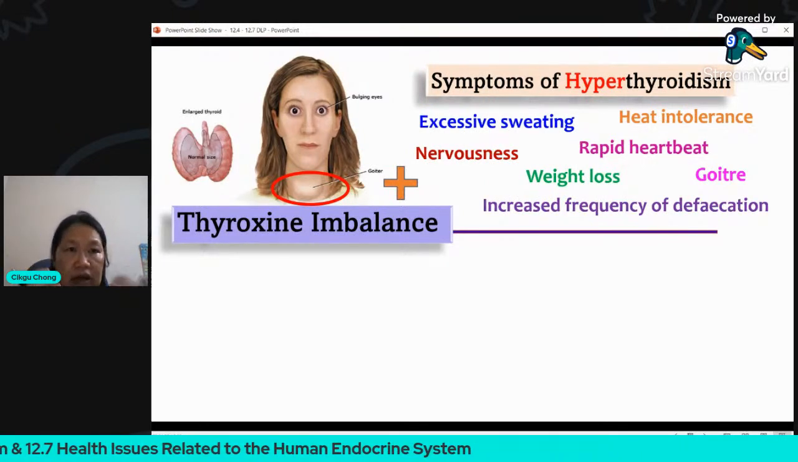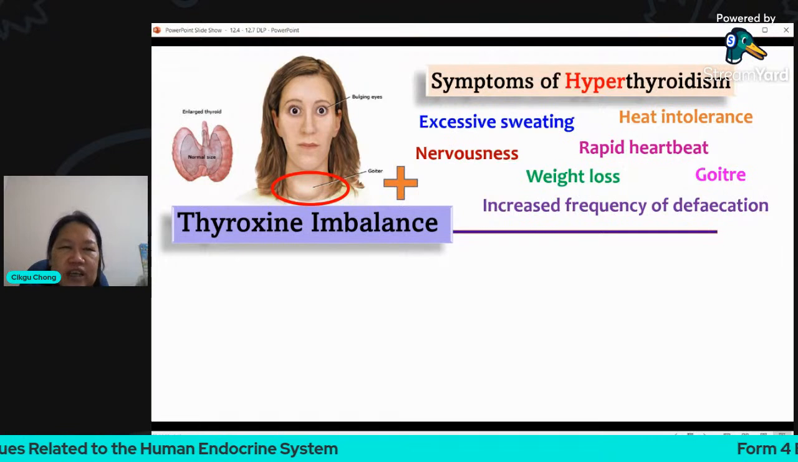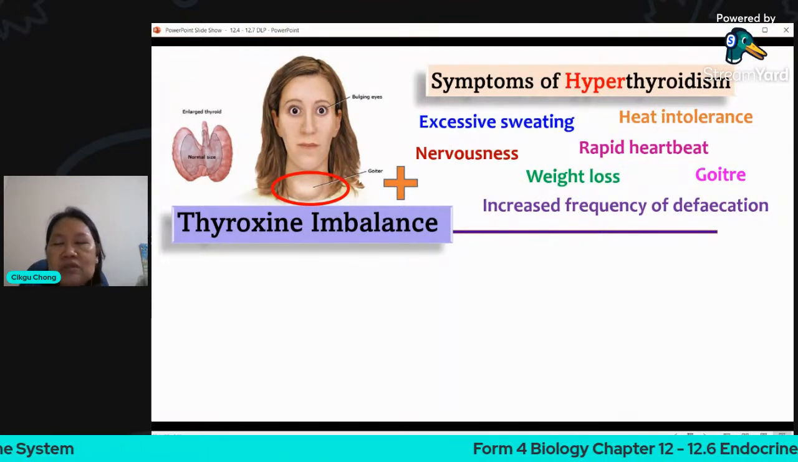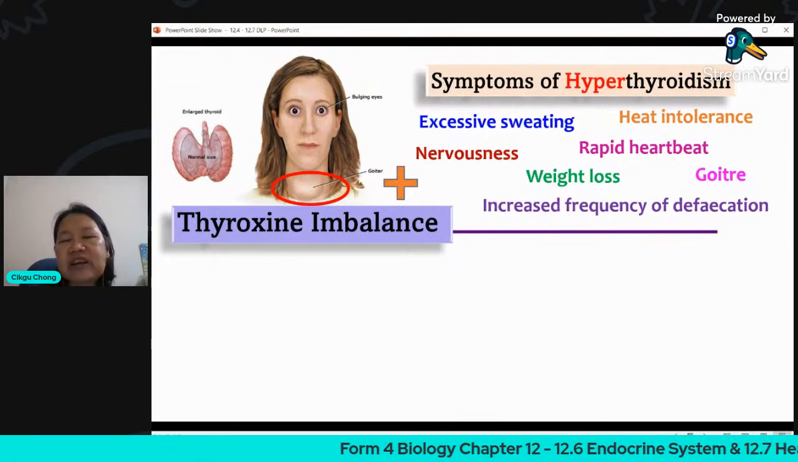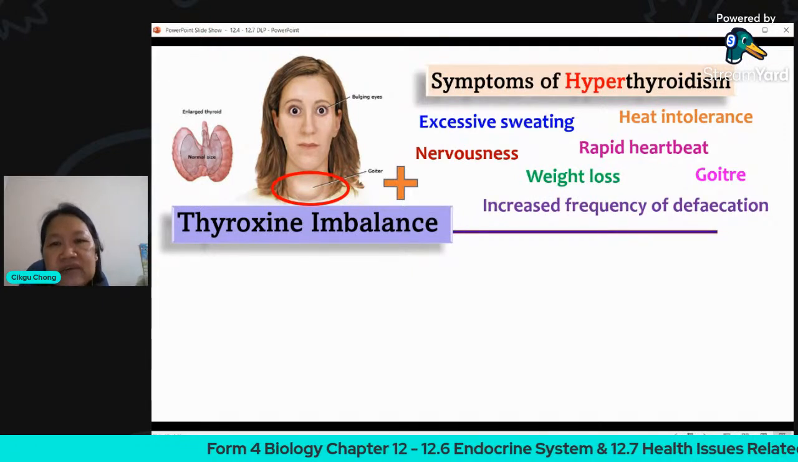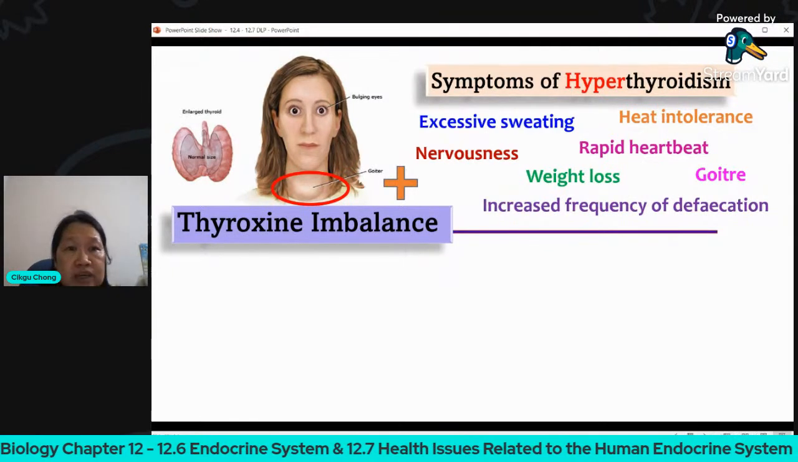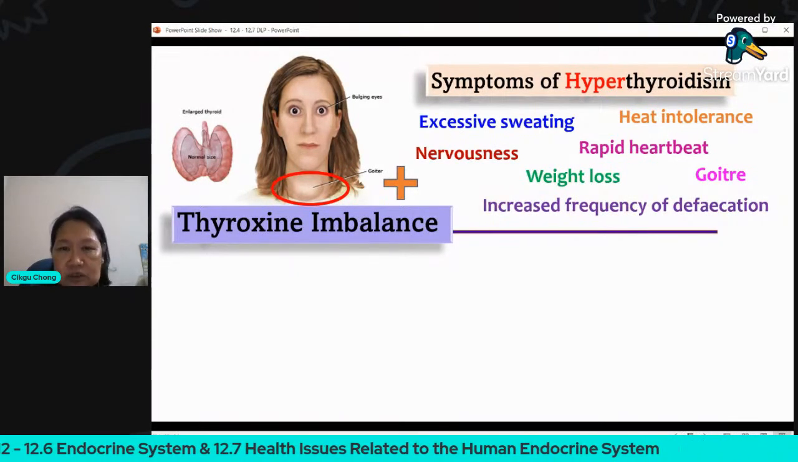The eyes bulging out. And if people are very irritated, very irritating, the person is very irritated. Always very short fuse, gets angry easily. Okay. Weight loss, very thin, rapid heartbeat, very fast, and so on.